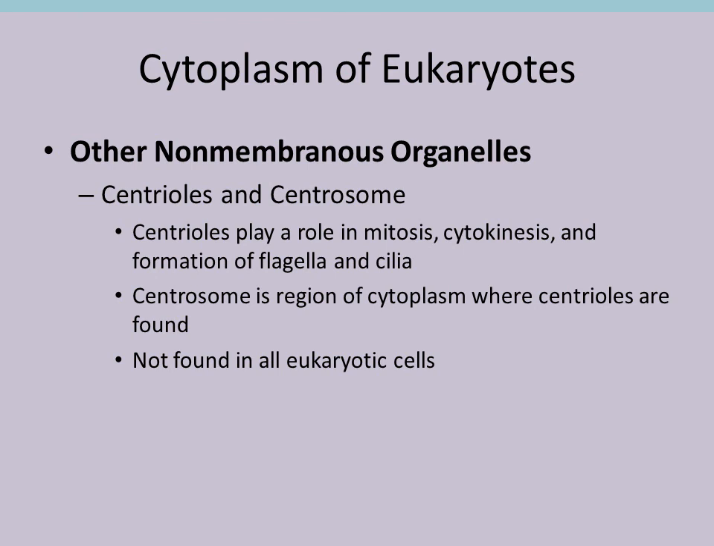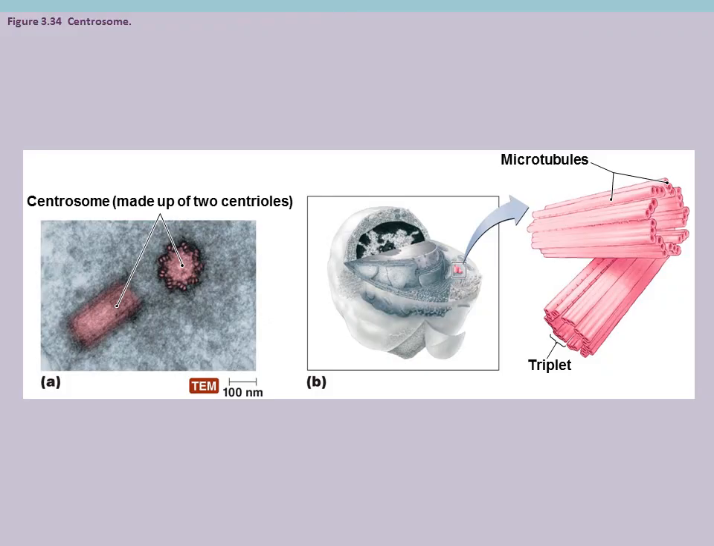You also, in some cells, have centrioles and centrosomes. These are going to play a role in mitosis, with the cell division. They're not in all of your eukaryotic cells. And this shows examples of what they look like.